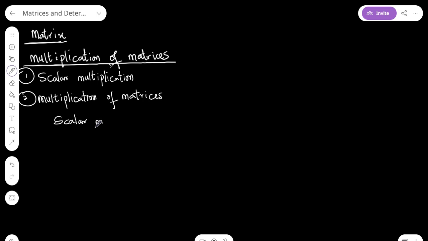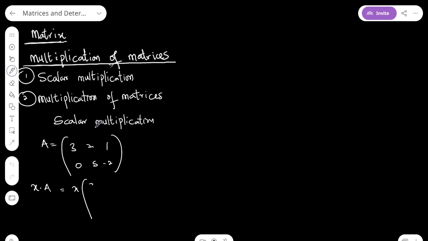So scalar multiplication is more like you having a single digit multiplying a matrix. Right? So for example, if I have A equal matrix 3, 2, 1, 0, 5, and then minus 2, for example, right? Scalar multiplication of matrix A is getting a single digit, say x, to multiply A, right? So that for x to multiply A is just multiplying all the elements of A by x, 0, 5, and minus 2.